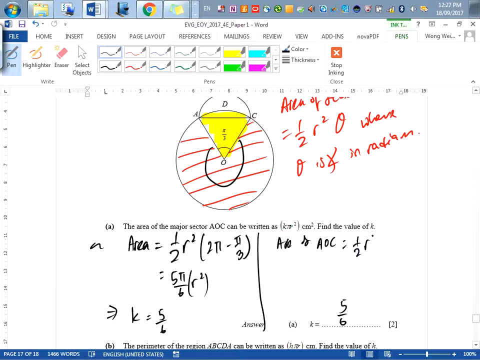Equals to half r square times pi over 3. Then the answer equals to pi r square minus half r square pi over 3. And then you will get the same answer.